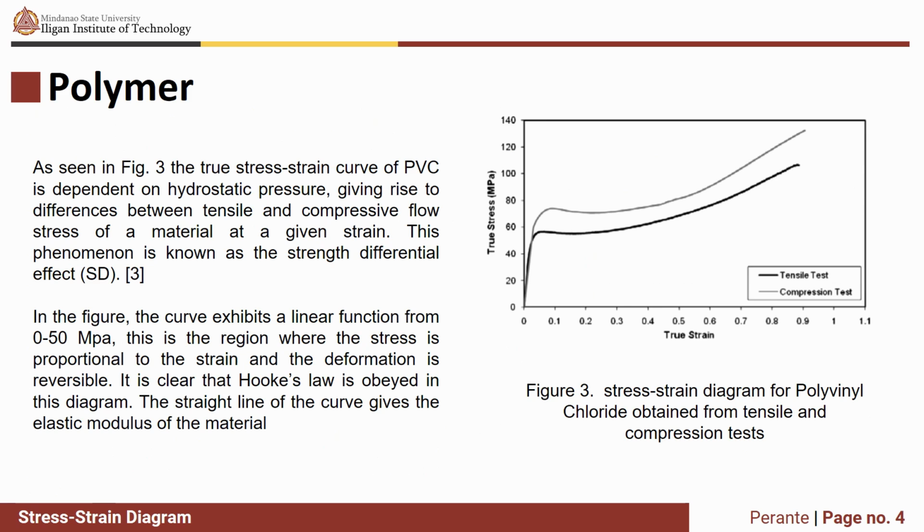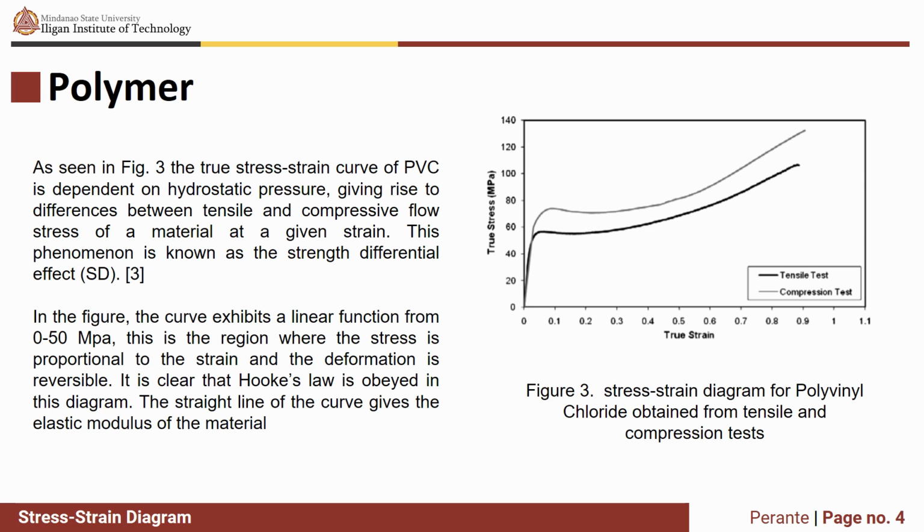Figure 3 shows the stress strain diagram for polyvinyl chloride obtained from tensile and compression tests. The curve of PVC is dependent on hydrostatic pressure. This results in the difference between the tensile and compression flow stress of a material. From the graph, the darker curve is the tensile stress and the thinner curve is for the compression stress. For now, let's take a look at the tensile stress of the PVC.